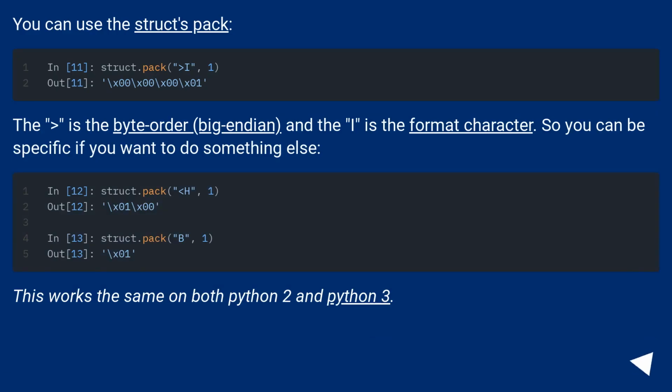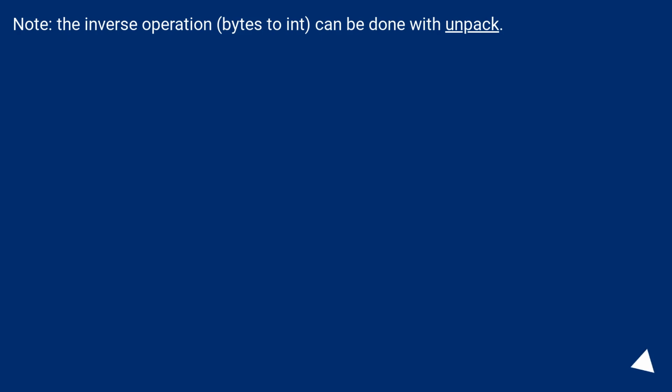You can use struct.pack. The > is the byte order, big endian, and the I is the format character. So you can be specific if you want to do something else. This works the same on both Python 2 and Python 3. Note, the inverse operation, bytes to int, can be done with unpack.